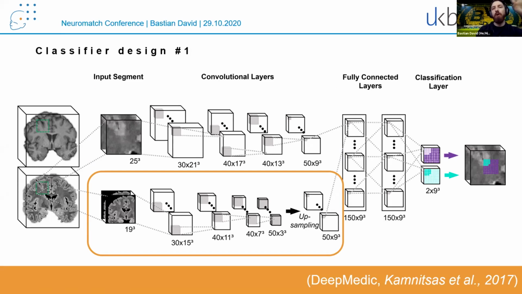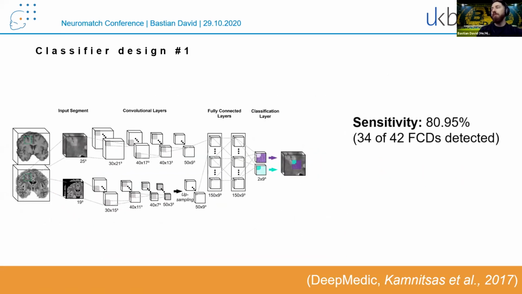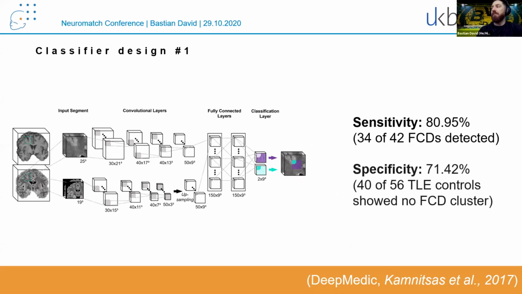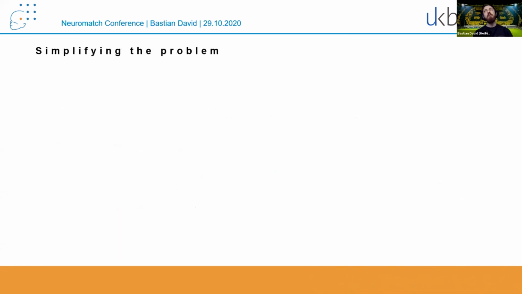We just fed in our raw T1 and our raw FLAIR image. And when we use this off-the-shelf method, we already reached a sensitivity of around 81%, which is pretty nice. But if you look at the specificity, it's rather poor. 16 of the 56 temporal lobe epilepsy control patients also showed false positive clusters. So there's something we need to do. However, we have so few patients, so little data, that we cannot do a lot of hyperparameter tuning and stuff like this. So we thought we have to simplify the problem before we feed our data into the network.